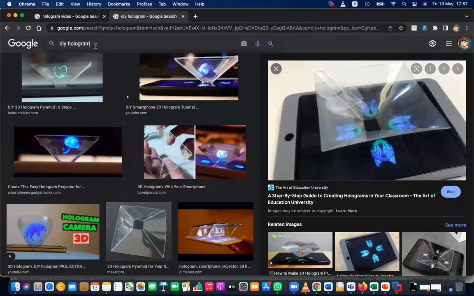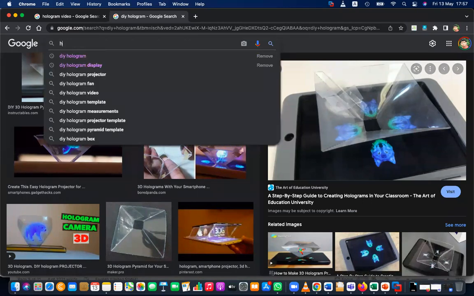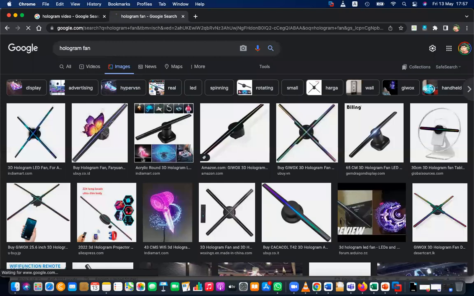And hologram fan is also an important thing. That is a rotating fan, and there is LED. With this fan rotation, LED is drawing some image, not in the screen actually, but in the space, in the empty environment. Right? You can see that.